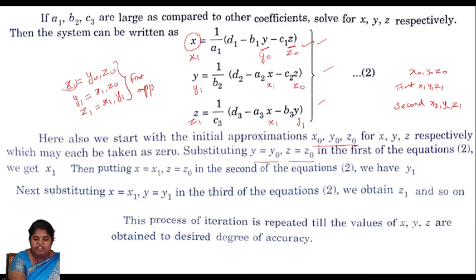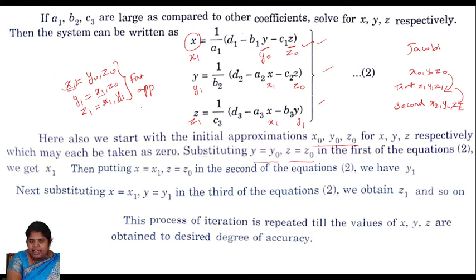So, there is a difference between the Gauss-Jacobi and Gauss-Seidel methods. In Jacobi's method, we substitute the whole expressions to obtain the first approximation, and substitute all the values to obtain the second approximation. But in the Seidel method, we should substitute the newly found value. If we find x1, then substitute x1. If we find y1, substitute y1.